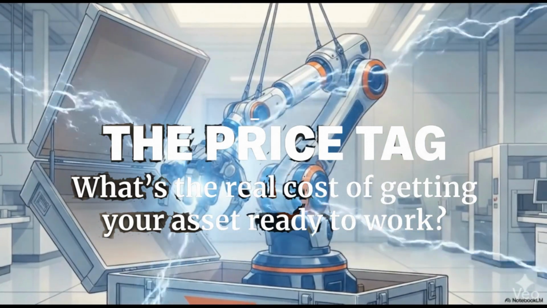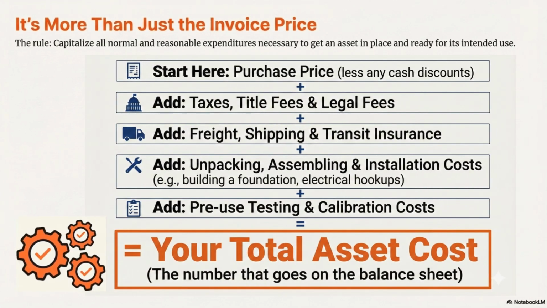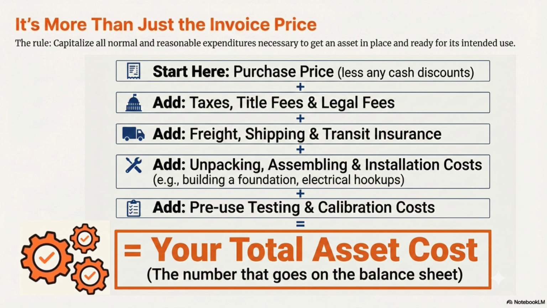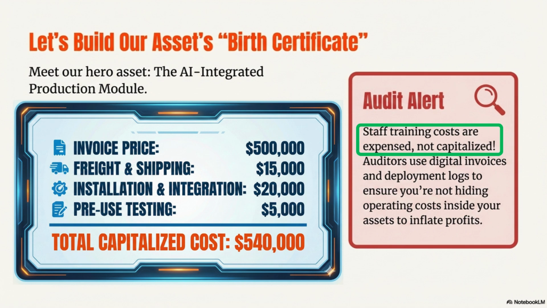Right. The core accounting rule is that PPE, so tangible assets used for more than one period, have to be recorded at cost. But cost, in this context, is so much broader than just the number you see on the invoice. That's the critical part. The real strategic principle here is what we call total cost of ownership, or TCO, and it all happens on day one. Right. The cost has to include all normal and reasonable expenditures that are necessary to get the asset not just delivered, but in place and ready for its intended use. That's the line in the sand, isn't it? The thing auditors really look for.